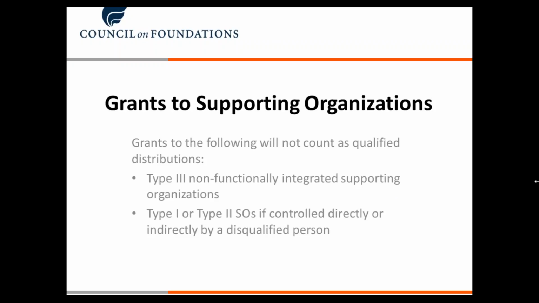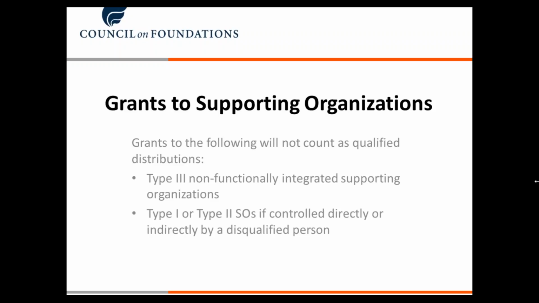Another question we get from time to time is whether grants to supporting organizations will count toward the distribution requirement. Generally, grants to the following will not count as part of your distribution requirement: if it's a Type 3 non-functionally integrated supporting organization, or if it's a Type 1 or 2 and it's controlled directly or indirectly by a disqualified person.